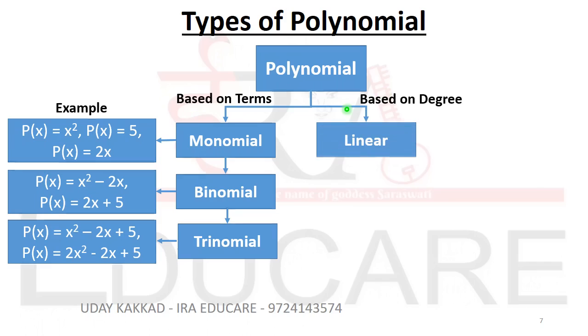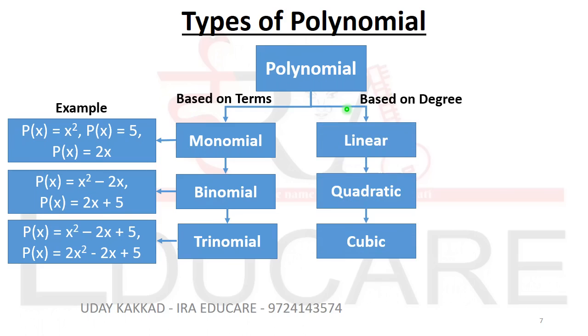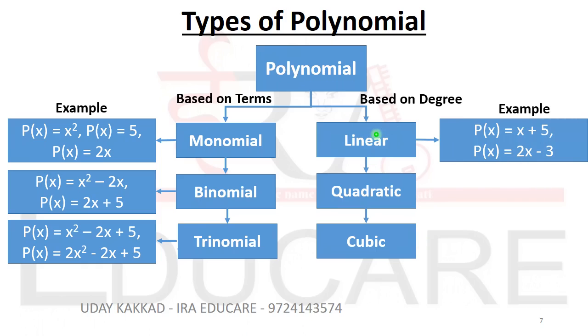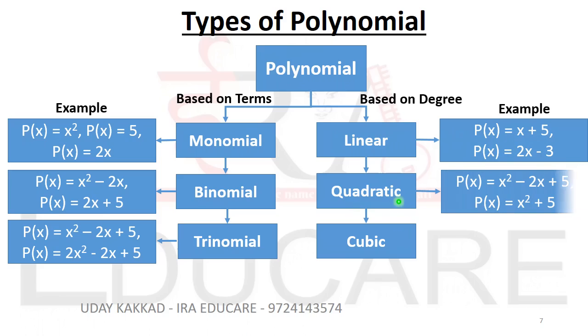Based on degree, we also have three types: linear, quadratic, and cubic. In a linear polynomial, the degree of the polynomial is always 1. So you can see x plus 5, right? This has degree 1, so it's called a linear polynomial. Also its graph is a straight line, that's why it's called a linear polynomial, which you will learn in the next video, right?